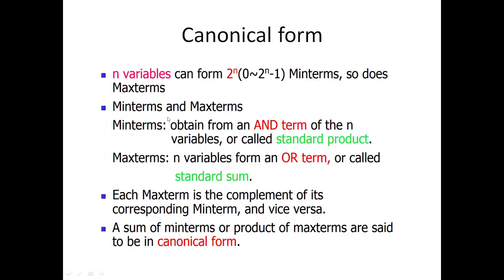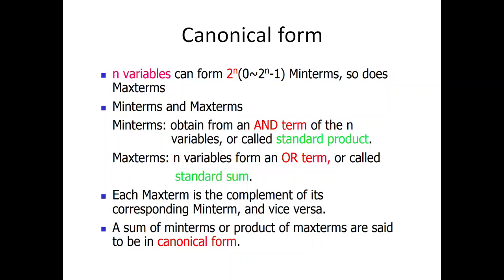In general, a min term is nothing but an AND term, otherwise said to be a standard product. And a max term is an OR term, otherwise called a standard sum. Each max term is the complement of its corresponding min term and vice versa. So if you take the complement of a max term, that gives the min term. If we take the complement of a min term, that gives the max term.